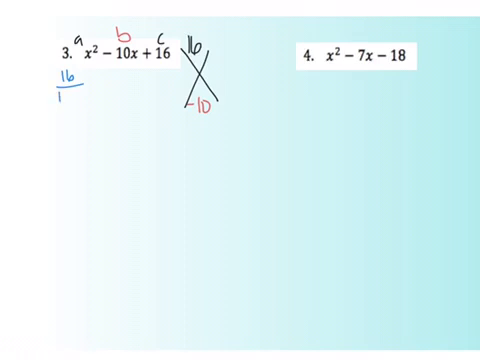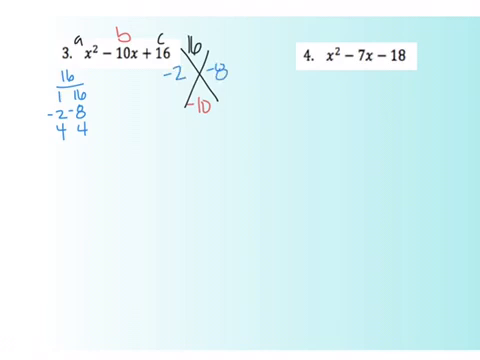So I get a 1 and a 16, 2 and 8, 3 doesn't go into 16, 4 and 4. So I need this to be a negative 10 when I add them. That means that if I make this 2 and 8 negative, if I add a negative 2 and a negative 8, I get a negative 10. And when I multiply a negative times a negative, I still get that positive that I wanted. So I'm actually going to use negative 2 and negative 8.